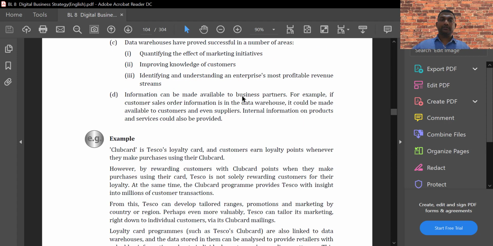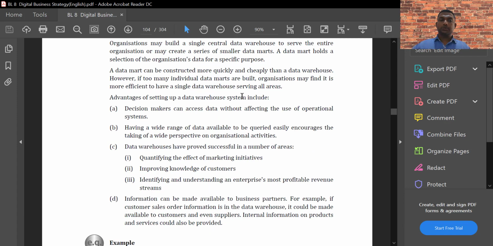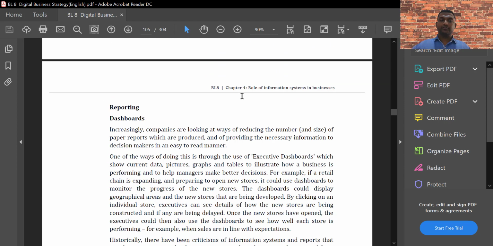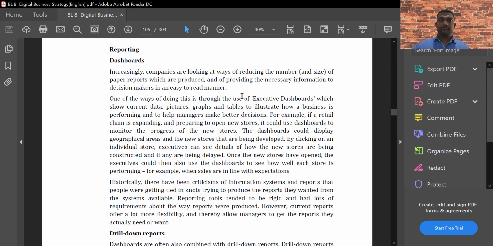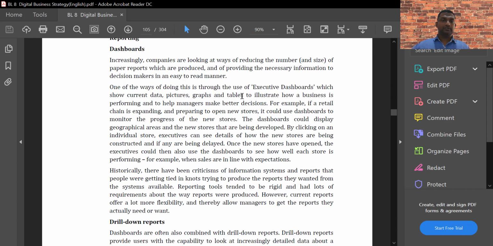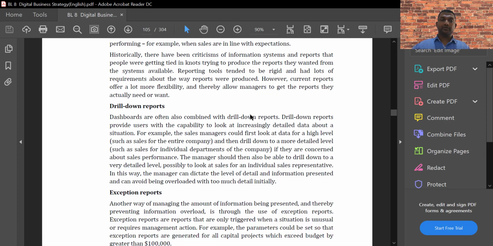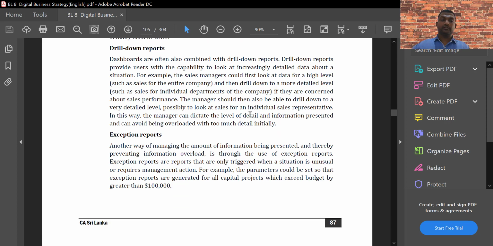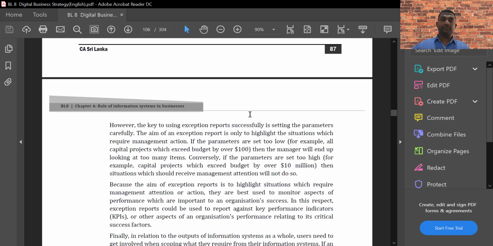So if you look at, there are certain areas explained in chapter 4. You can see reporting is available, and it's talking about dashboards, mainly executive dashboards, and it gives you higher level detail on the performance of the organization or the business unit. And then it talks about drill down reports, it talks about exception reports, and different types of presentation of the reports.